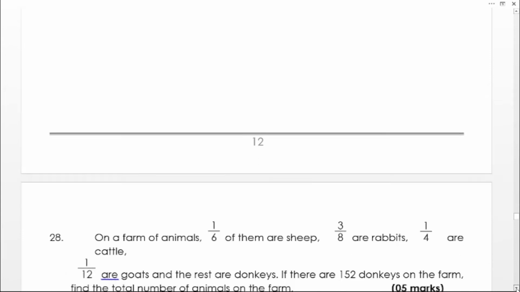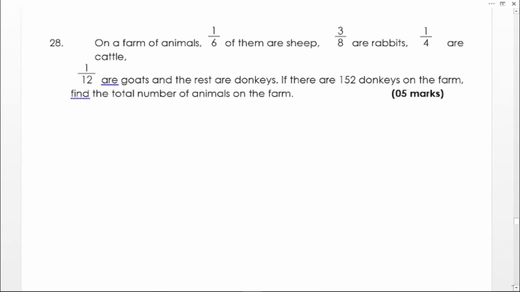So let us move on and get our number 28. Wow! Number 28 is all about fractions. On a farm of animals, a sixth of them are sheep, 3/8 are rabbits, a quarter are cattle, a 12th are goats, and the rest are donkeys. We are having many animals here. We are having the sheep, the rabbits, cattle, goats, and the total fraction, and we get the fraction for the donkeys there.